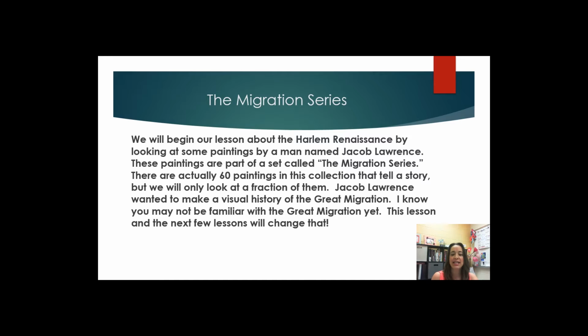We will begin our lesson about the Harlem Renaissance by looking at some paintings by a man named Jacob Lawrence. These paintings are part of a set called the Migration Series. There are actually 60 paintings in this collection that tell a story, but we will only look at a fraction of them. Jacob Lawrence wanted to make a visual history of the Great Migration. I know you may not be familiar with the Great Migration yet. This lesson and the next few lessons will change that.